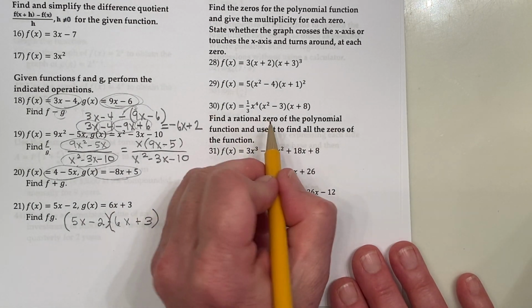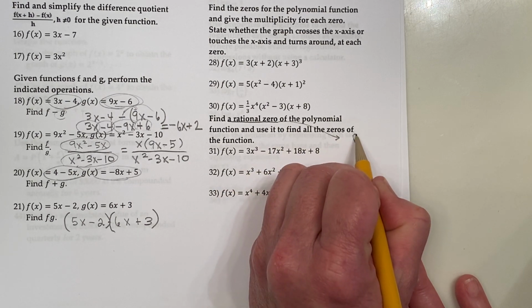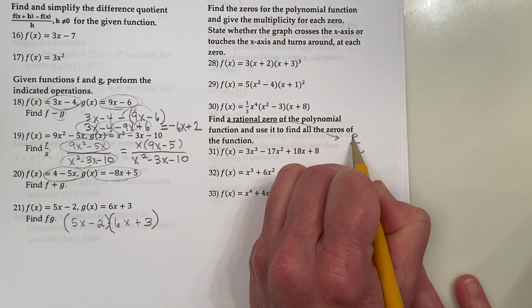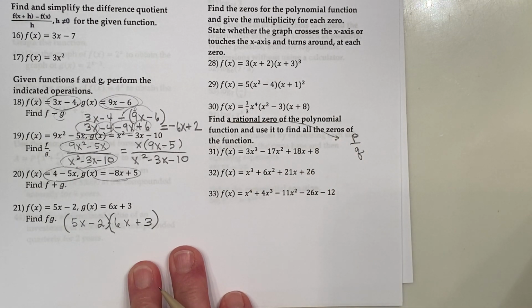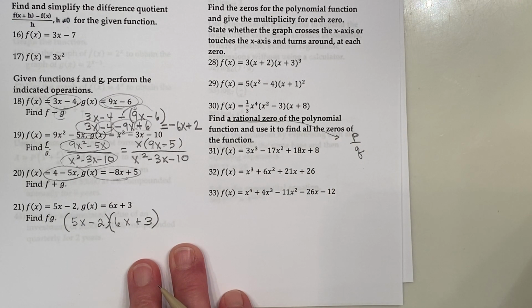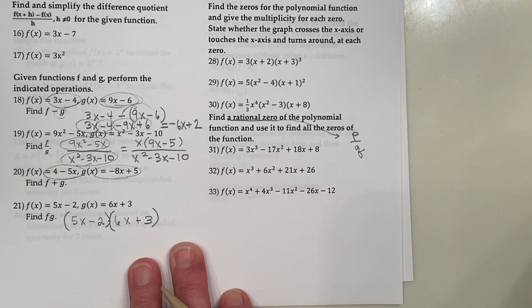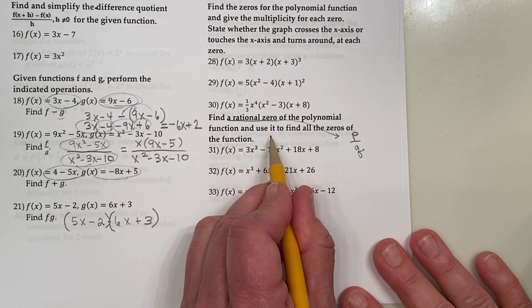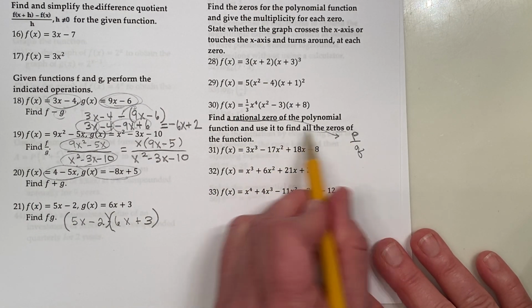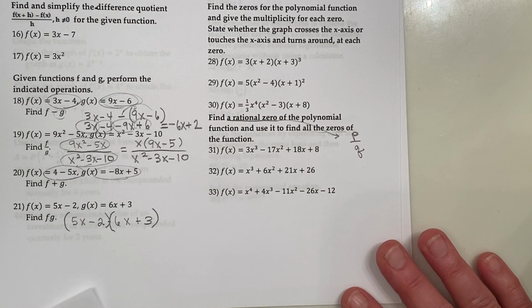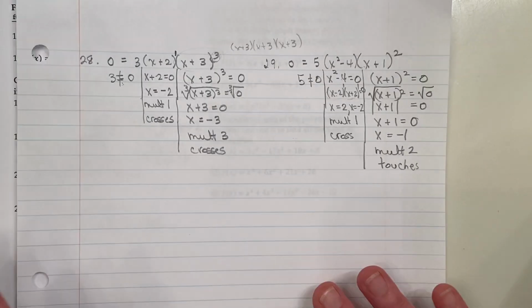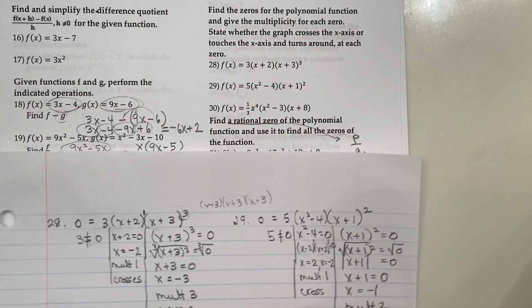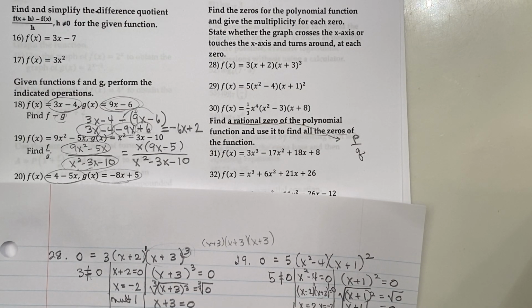All right, find a rational 0. This is going to be our P over Q list. If I'm remembering correctly, on the final exam you are actually given a rational 0 and asked to use that rational 0 with synthetic division to find all the other zeros. But for this one, you weren't given one of the rational zeros. We're asked to find it, find all the zeros of the function. So let's take a look at 31. This is going to require some work, so I'm back to the notebook paper. Give me a second to write that down.